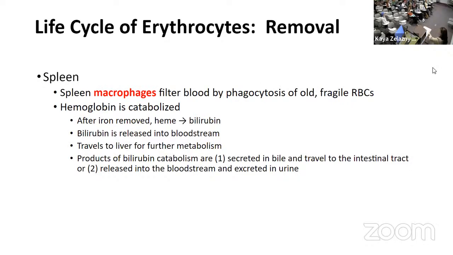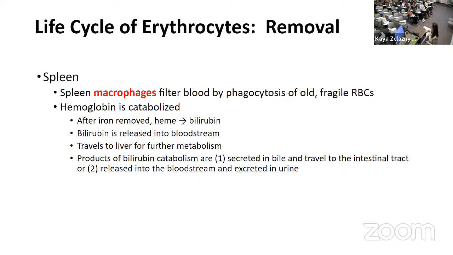Okay, so the spleen has these cells called macrophages in them. What the macrophages do is they are filtering the blood and they are basically eating up old fragile red blood cells. That's what phagocytosis means. They're encircling them, pulling them in and breaking them down. So that's what these macrophages do. Okay. So they're pulling in those red blood cells, they're breaking them down.